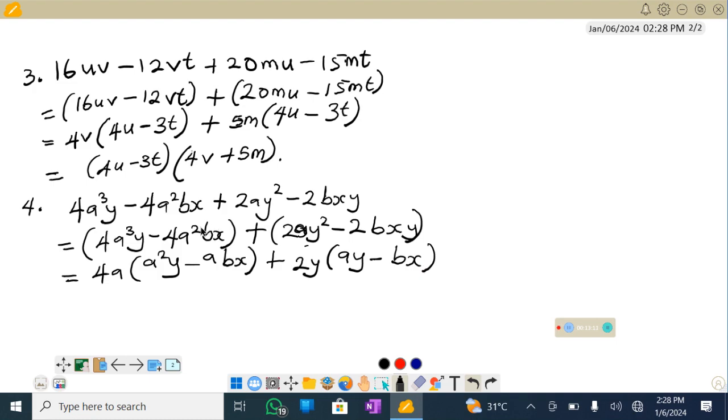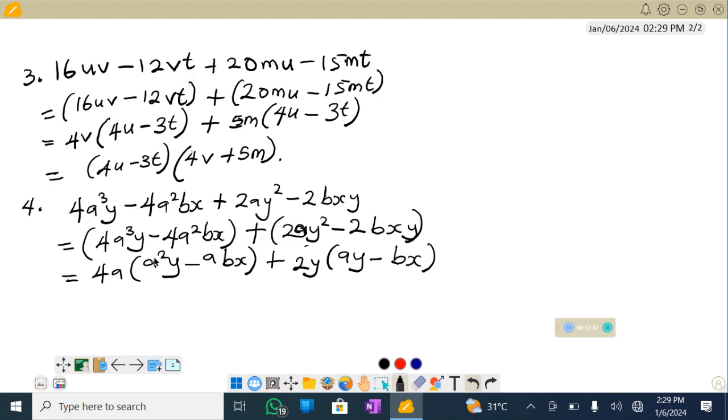Okay, I think there's a little error in that question. So let's trace it and find out where. 4a cubed y minus 4a squared bx plus 4ay squared minus 2bxy. Okay, so in a situation like this, you can see that they are not common. Oh, I can see that now.